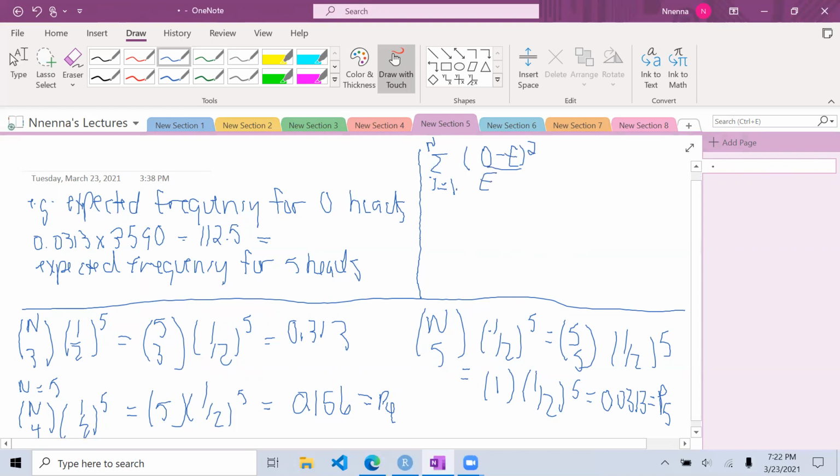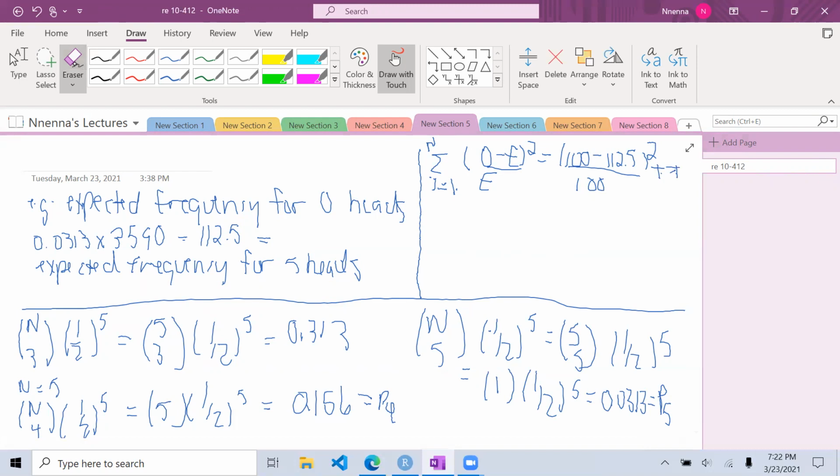And if you literally sum up all those things, the first one should be equal to, you know, what you observed is 100. What you expected is 112.5, squared, divided by 100. And we're going to keep doing this, plus all the way to the last outcome, which is the same basically. I'm just going to say dot, dot, dot, and I'm going to tell you what the outcome is just to save time and space.